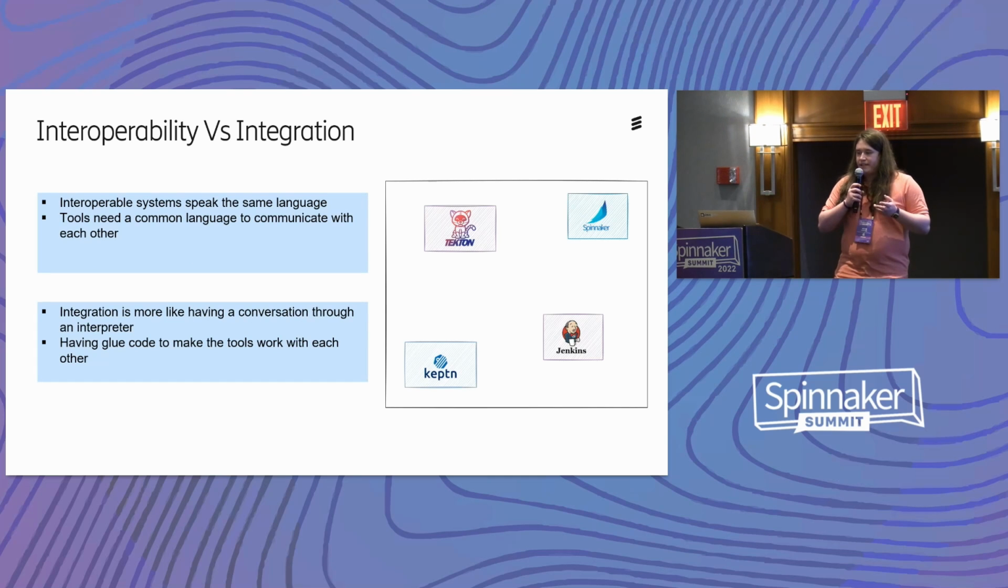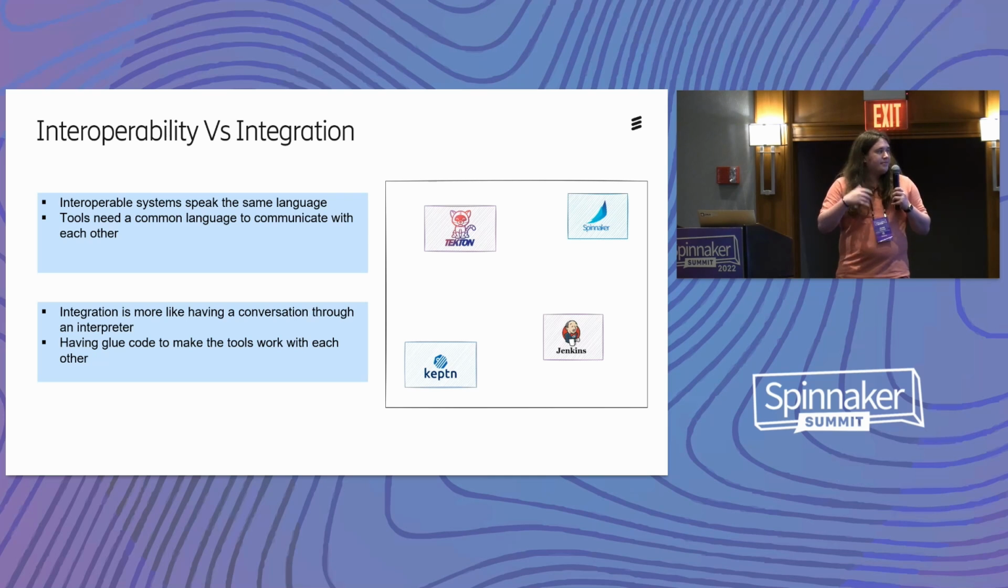So just to explain interoperability versus integration. Integration is more like, a few weeks ago I went to Spain, and there were a couple of times I needed to use Google Translate to communicate with some people. That's kind of integration, whereas on my trip to the US so far, I'm from Ireland, everyone I've talked to has spoken English to me. So that's more like interoperability. They speak the same language, and they use a common language in order to communicate with each other.